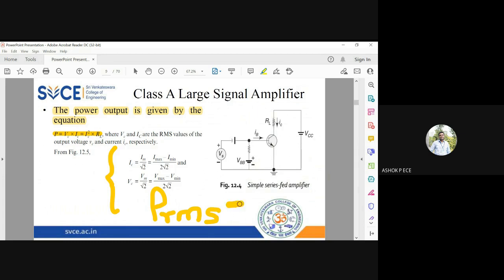So the RMS power, PRMS, is given by VRMS into IRMS. VRMS is given by VM by root 2, and IRMS is given by IM by root 2, the peak value by root 2. And IM is the average between the maximum and minimum values, I max minus I min by 2. And VM equals V max minus V min by 2.